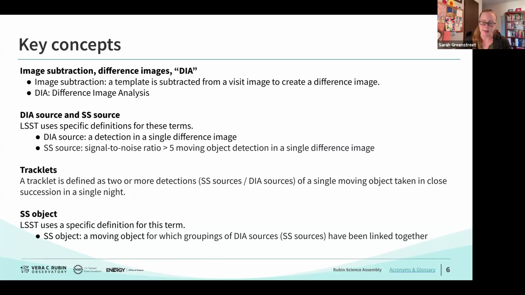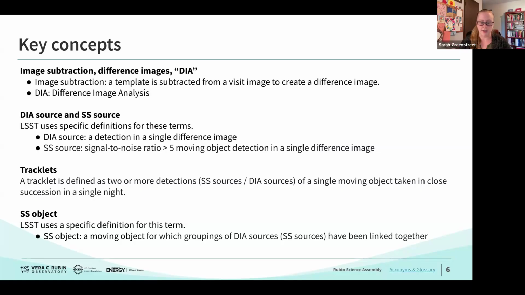Then difference image analysis is performed on that difference image, trying to pull out all of the sources in that difference image. There are two types of sources relevant for solar system. One is a DIA source, or a difference image analysis source, and an SS source for a solar system source. So there are specific definitions that LSST uses for these terms. A DIA source is a detection in a single difference image, so any non-static source. And then SS source is something with a signal to noise ratio greater than 5, moving object detection within that single difference image as well. So specifically, a moving object detection is the SS source.